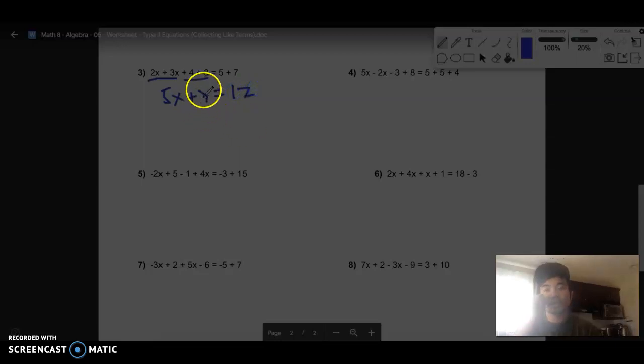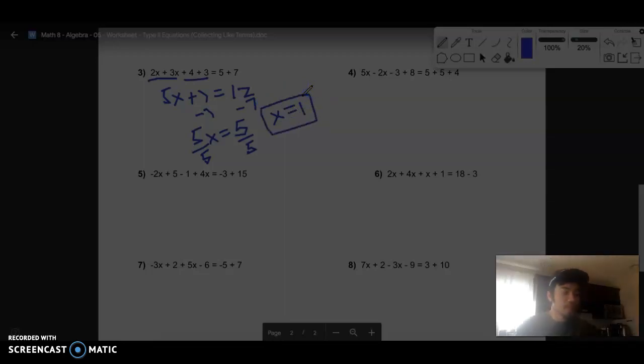Now, how do I get rid of positive 7? Well, you have to do the opposite. You have to minus 7 on both sides. And I should get 5x equals 5. And how do I get x by itself? Well, I have to divide by 5 on both sides. And I should get x equal to 1. Okay? Very, very simple. Now, let's try the next one.